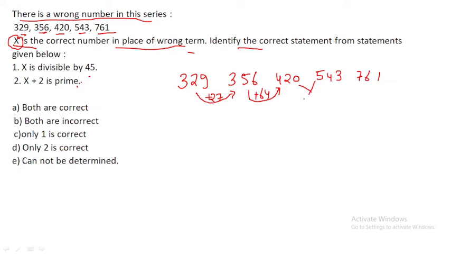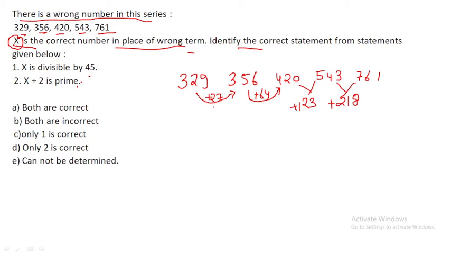420 to 543, what is the difference? 123. And 543 to 761, what is the difference? 218, right? So as we can see, there are four differences: 27, 64, 123, 218. Can we see any logic here?